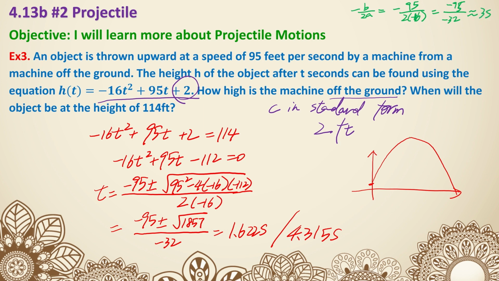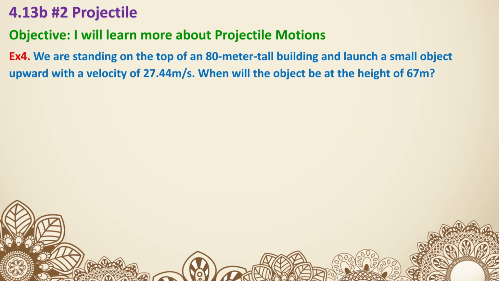So if you plug that in, you would see the vertex is actually higher than 114, which is why it's going to hit 114 at first, and then when it's dropping back down again, it's going to hit 114 again. So that's why we have a 1.622 second right there, and another 4.315 second right there. Since the vertex will be hit around 3 seconds-ish, it's actually 2.9 something, and that's right in the middle of these 2 numbers. So there you go. It's going to hit 114 feet twice. That's example 3. Moving on, example 4.